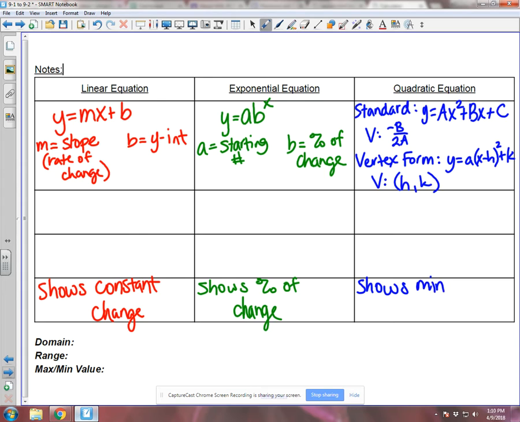So if I want to know how high something goes or how low something goes, I'm going to be using a quadratic equation. All good in the neighborhood? Yeah? Okay, so I should be down at the bottom now.